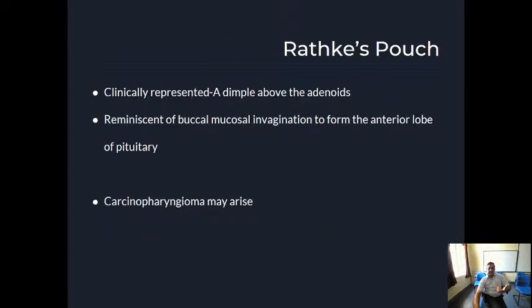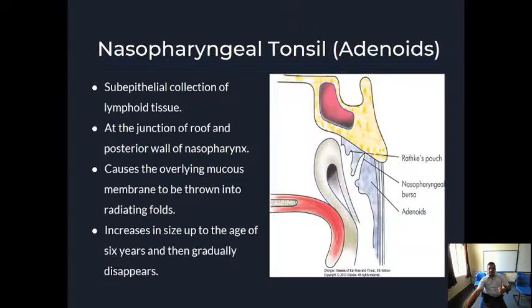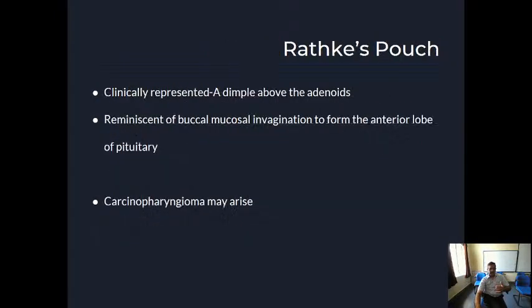The other one is Rathke's pouch, which is in relation embryologically to the pituitary, and is situated anteriorly. You don't have to just remember these things. Okay, those are the structures which are present in the nasopharynx.